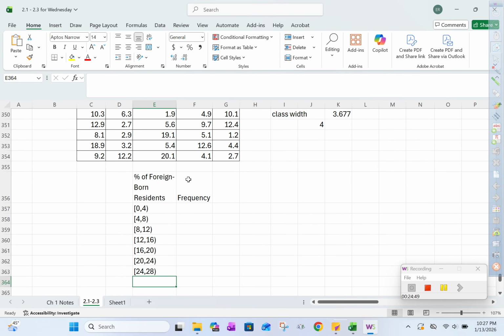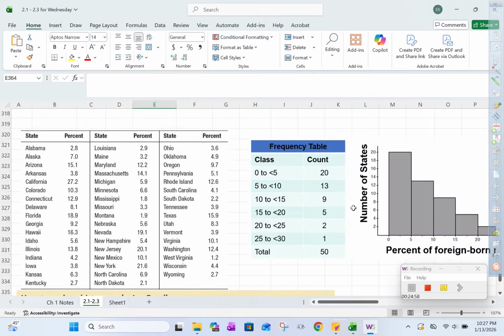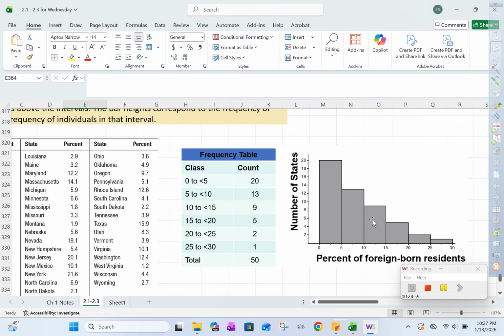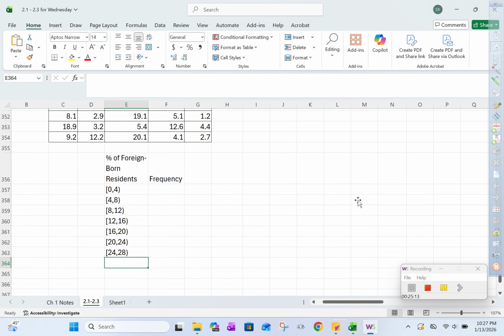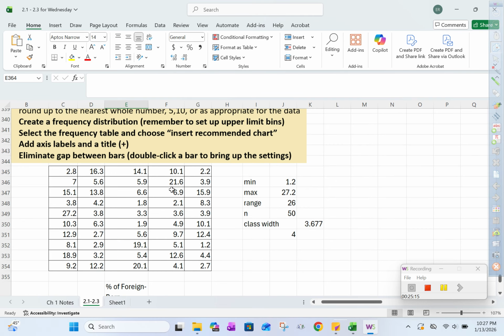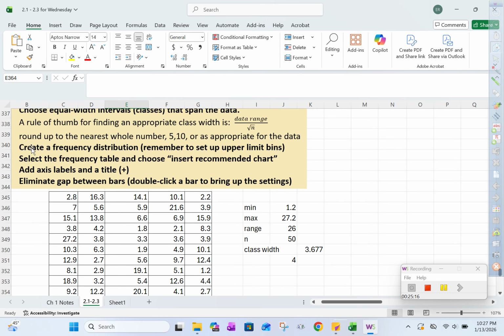Now if you'll notice, we have 1, 2, 3, 4, 5, 6, 7 different classes, whereas up here we had 1, 2, 3, 4, 5, 6. We're splitting it up into smaller chunks, so it makes sense that we'll have more bars in our picture. We'll see how that affects the total display. Okay. Now, in this chart, it gives you a reminder.